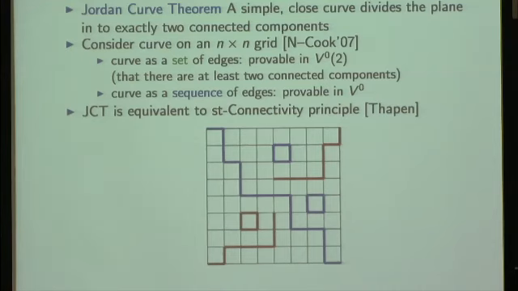And with the help of Newton, we can show that this theorem turned out to be equivalent to what is known as the connectivity principle. This is the principle on grid graphs, and it says that if you have a path, the blue path, that connects the upper left and lower right corner, and another path that connects the upper right and lower left corner, then they must intersect somewhere in the grid.